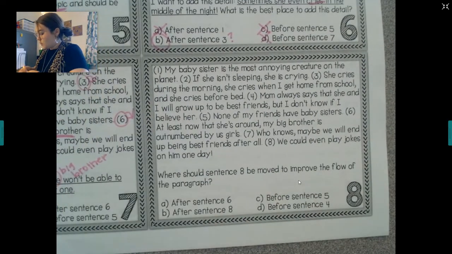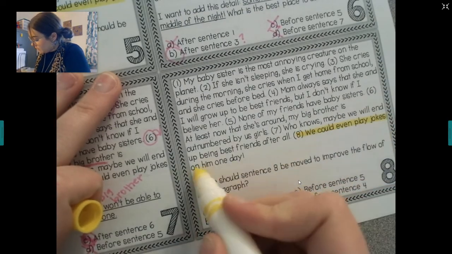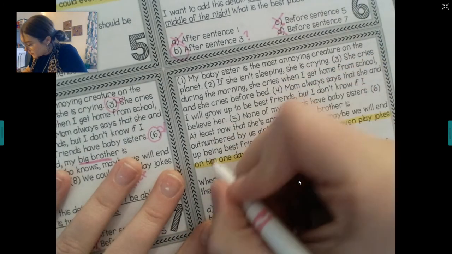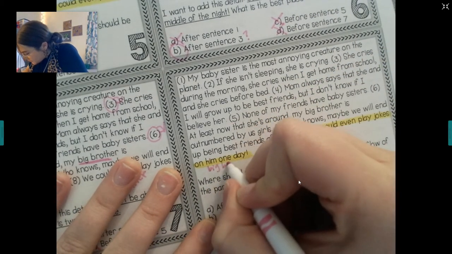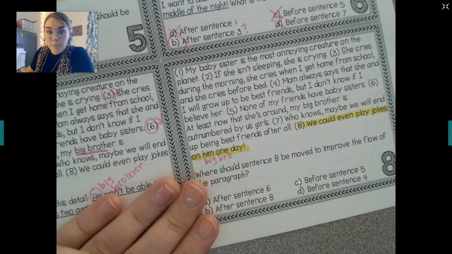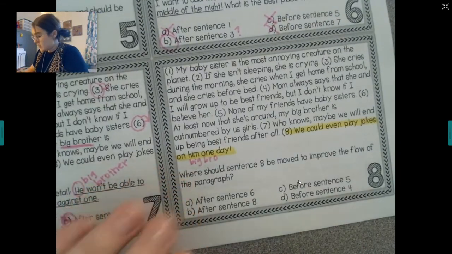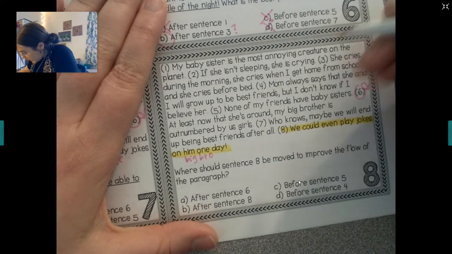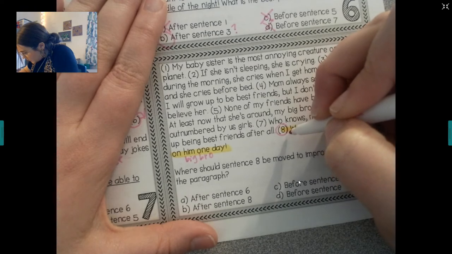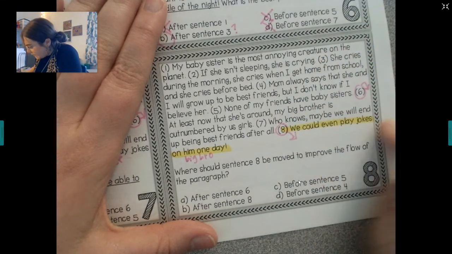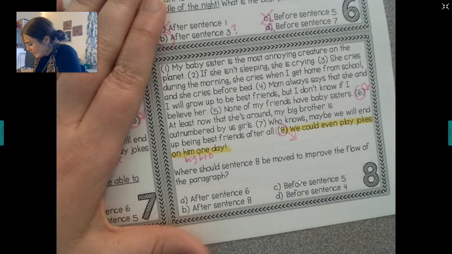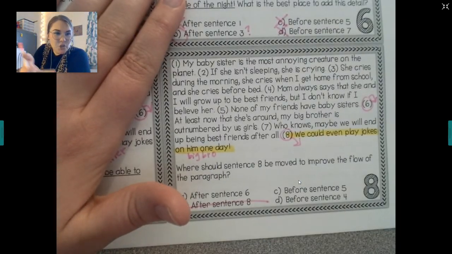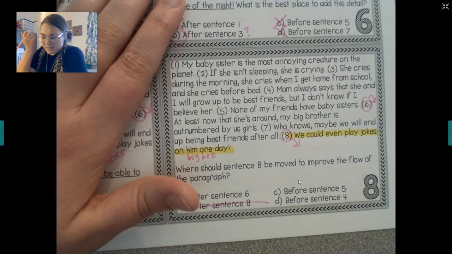All right, last but certainly not least, where should sentence 8 be moved to improve the flow of the paragraph? We even play jokes on him one day. So who are they talking about? That's Big Brother, right? So somewhere that it talks about Big Brother, we're going to move that sentence. So let's go through and circle our sentences. Do they want it after sentence 6? After sentence 8? That does not make any sense. Why would we move it after sentence 8 when that is sentence 8? Let's cross that off. That is just a silly answer.